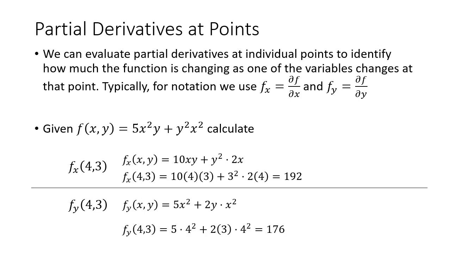Next, we put 4 in for x and 3 in for y, and then we plug the result into a calculator, giving a value of 176. So the partial derivative with respect to y of the function at 4, 3 is 176.